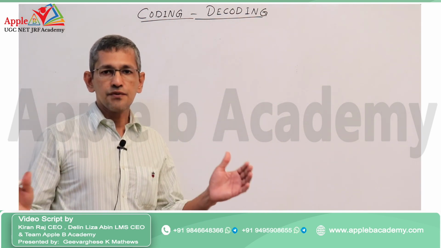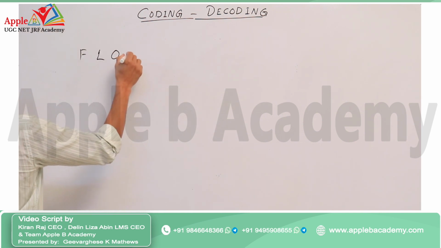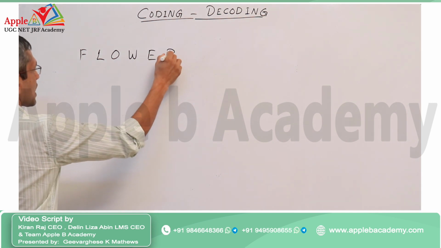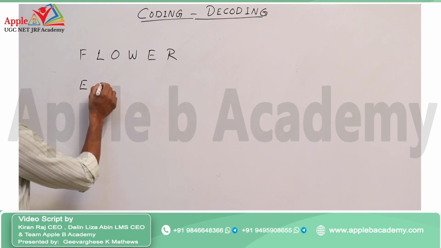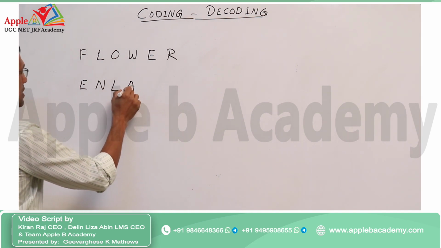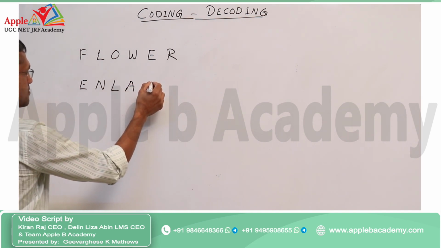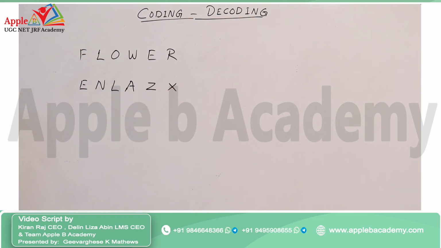Well, another question we have is flower. Flower is coded as E, N, L, A, Z and X. So what is the pattern? E, N, L, A, Z and X. So look at it, find out the pattern, and I'll give you the other word for that.